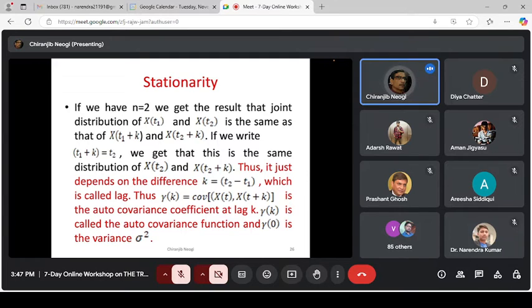This covariance is simply the variance because the two are the same. Both are xt and xt, so this is the variance. But in autocovariance, where t is different, the first one is t and the other one is t plus k.